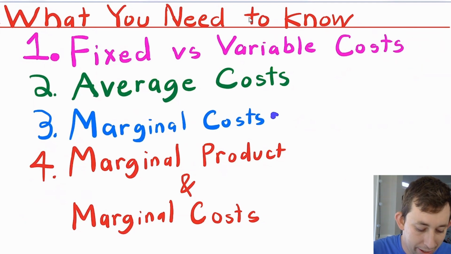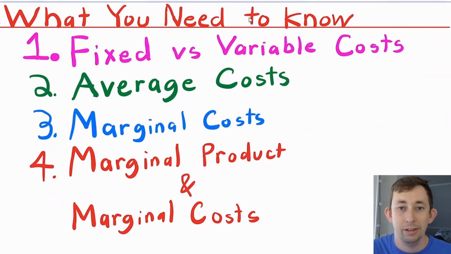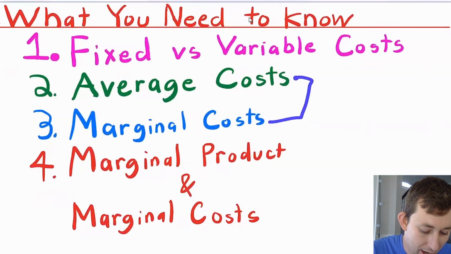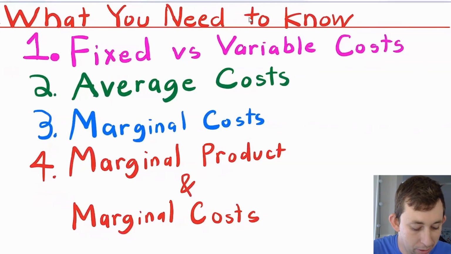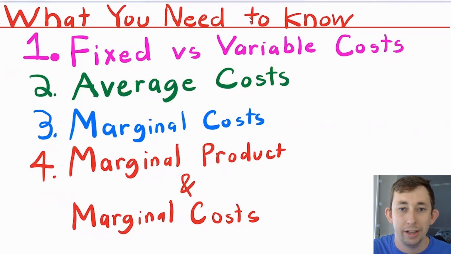You don't need to know how to get the marginal cost function for this class, so don't worry about how to calculate that. We'll just talk about what it means. We'll also talk about marginal product and marginal cost, how those two things are related. And in addition, we'll talk about how marginal cost and average costs are different and the relationship between those two costs. And finally, we'll draw a nice graph with all of these short-run costs on one picture.